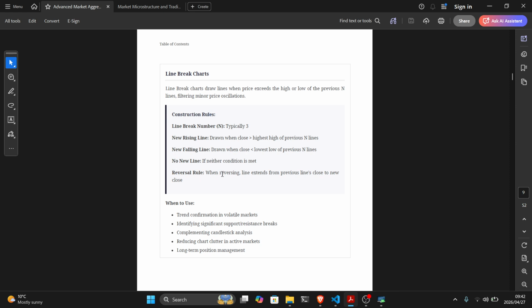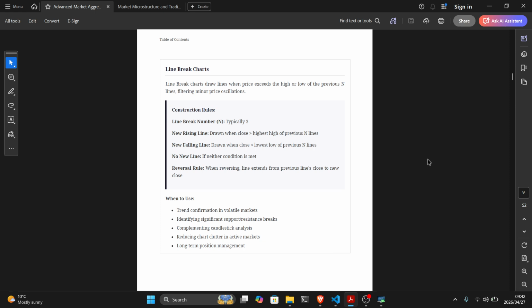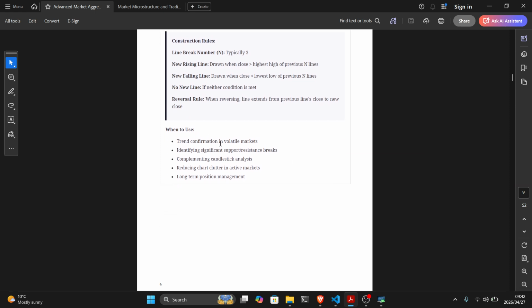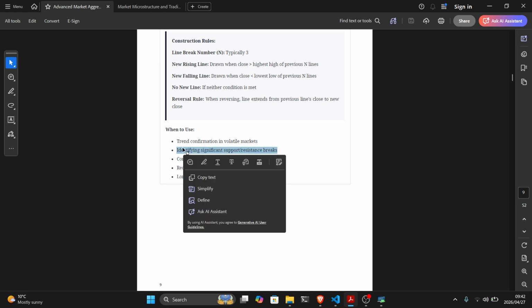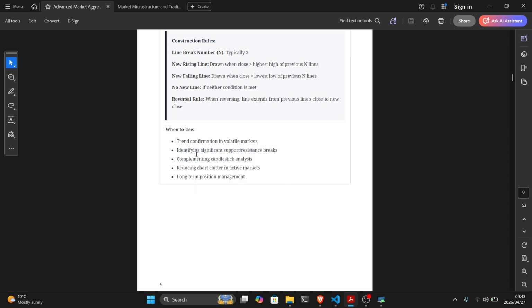Reversal rule. When reversing, the line extends from the previous line's close to the new close. When do you use this type of aggregation? Trend confirmation in volatile markets. Identifying significant support resistance breaks. To anyone out there who's using support resistance breaks or SR breaks, this aggregation is for you. It's gold standard.